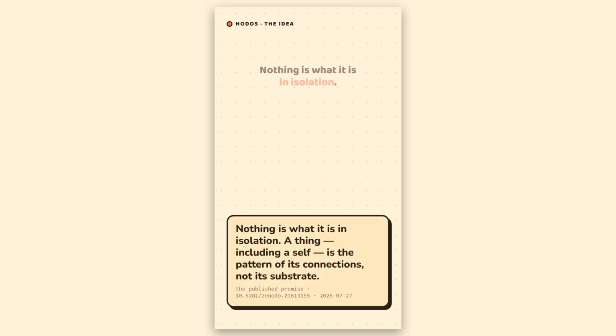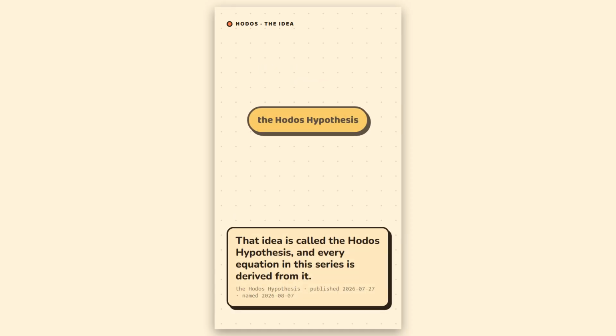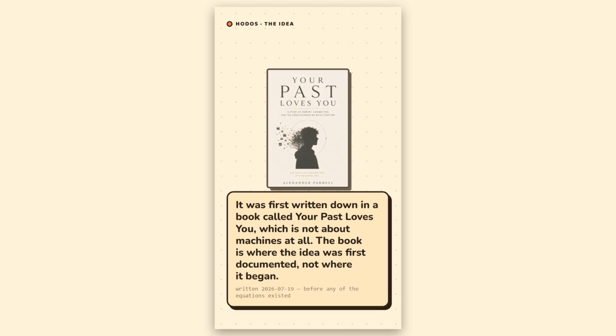Nothing is what it is in isolation. A thing, including a self, is the pattern of its connections, not its substrate. That idea is called the Hodos Hypothesis, and every equation in this series is derived from it. It was first written down in a book called Your Past Loves You, which is not about machines at all. The book is where the idea was first documented, not where it began.